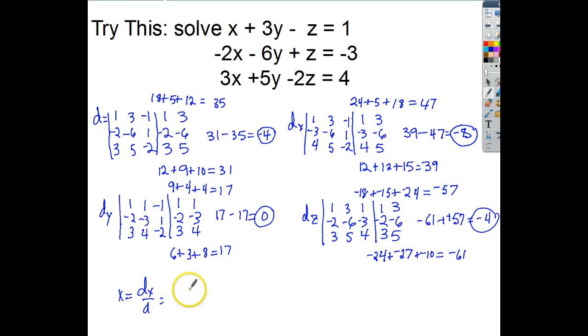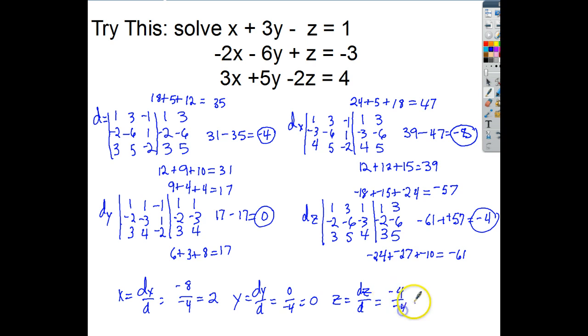Alright, I didn't talk through this one to try to hurry it up. I know this is a long process and I didn't want to slow myself down by talking, but we find out that our x-coordinate is 2. Y is equal to d sub y answer over d. 0 over negative 4 equals 0. And the z-coordinate of our ordered triple is going to be the d sub z answer divided by the d answer, which is going to be negative 4 divided by negative 4, or 1. So we wind up with the ordered triple 2, 0, 1.